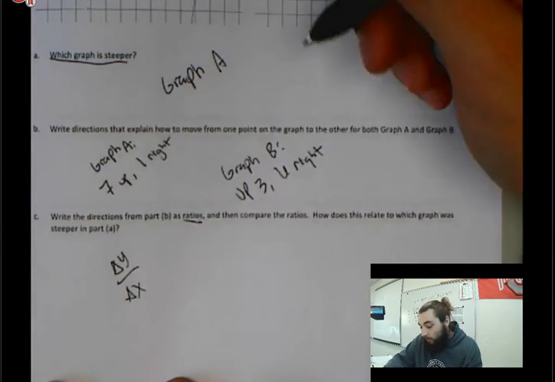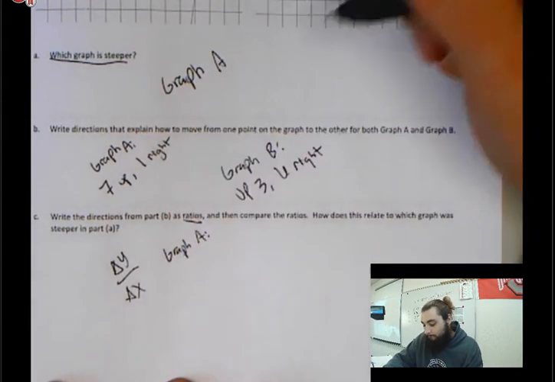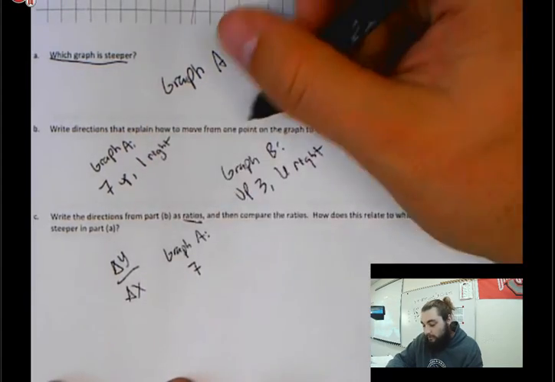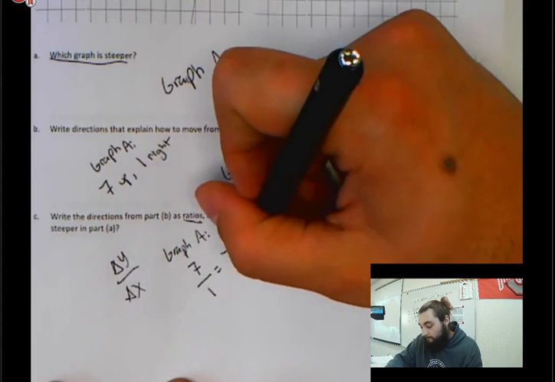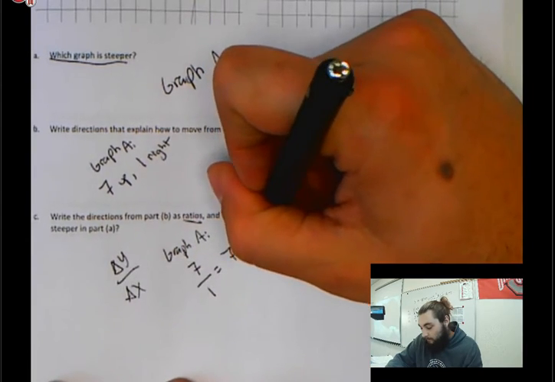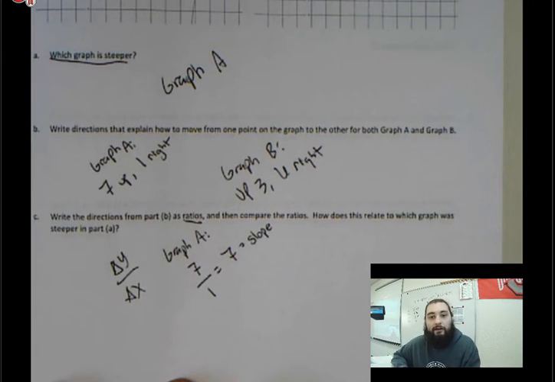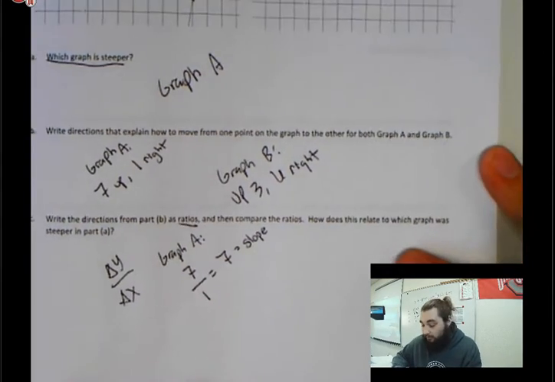Okay, change in y for graph A is a plus 7. Change in x is a plus 1, and so that means your slope is a slope of 7. 7 is actually a very steep slope. The higher your number is, the more steep your line will be. In this particular case, 7 is actually one of the steeper ones you'll see.